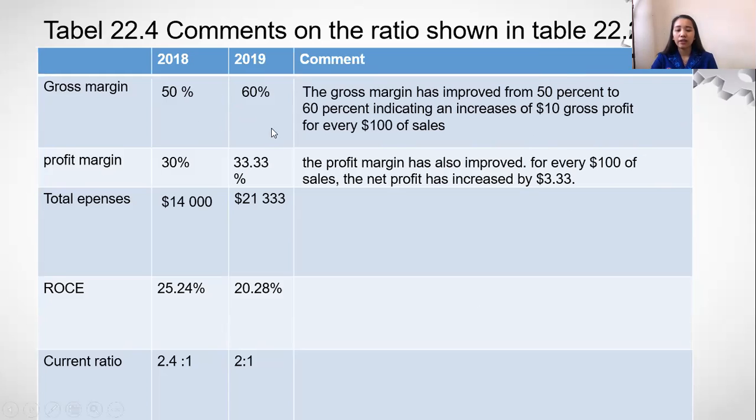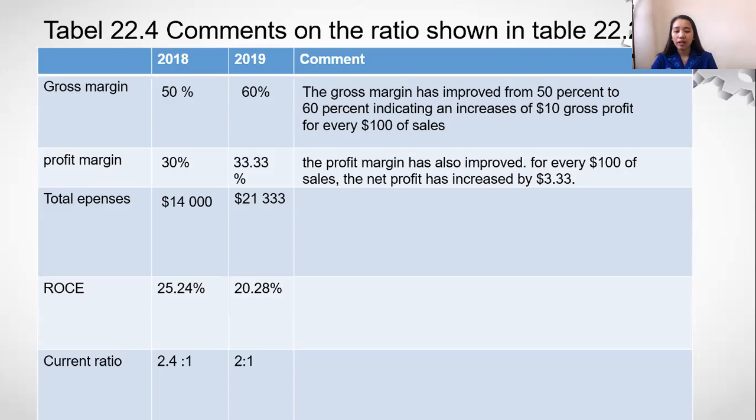And then the next one, the profit margin has also improved. For every $100 of sales, the net profit has increased by $3.33. So it's still improved.